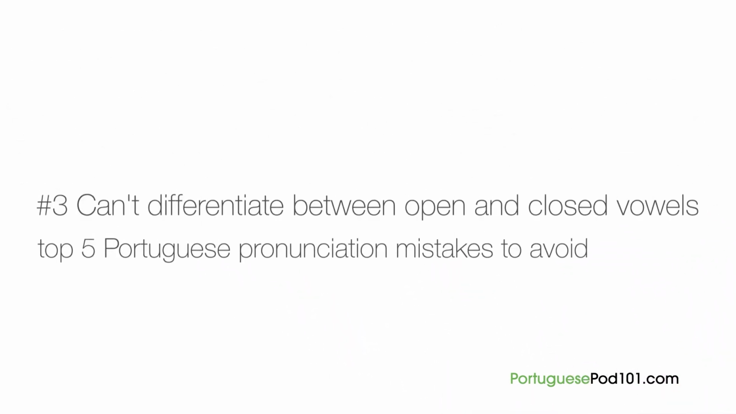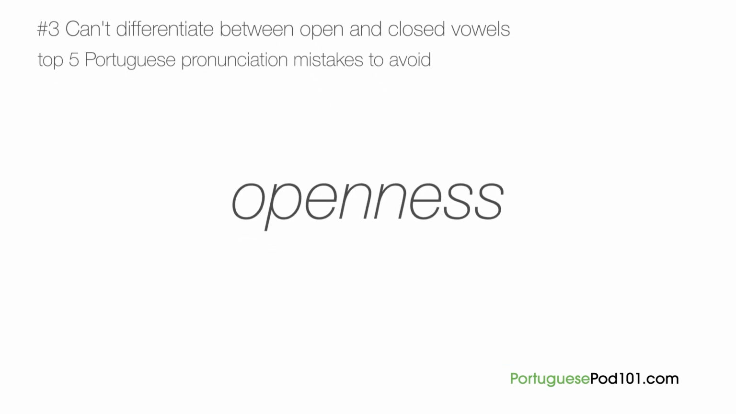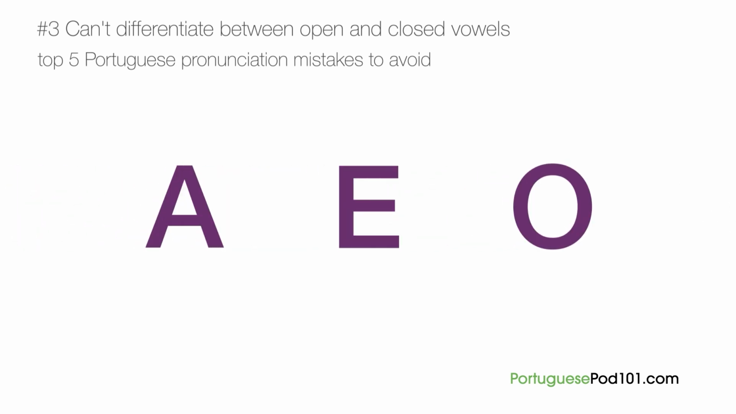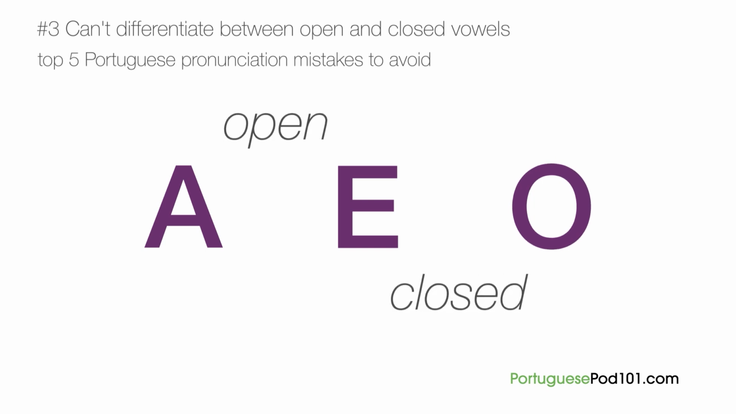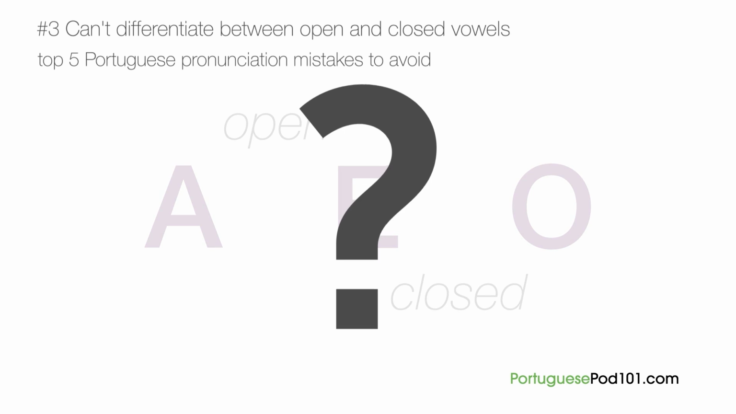Number 3. Can't differentiate between open and closed vowels. Unlike English, Portuguese distinguishes many vowel sounds based on their openness. Openness just refers to how widely your mouth opens up when pronouncing the vowel sound. The letters A, E, and O each have an open and closed variant, and many Portuguese words differ only in the openness of the vowel. That's why it's so important to get the proper pronunciation, otherwise you'll likely be misunderstood.